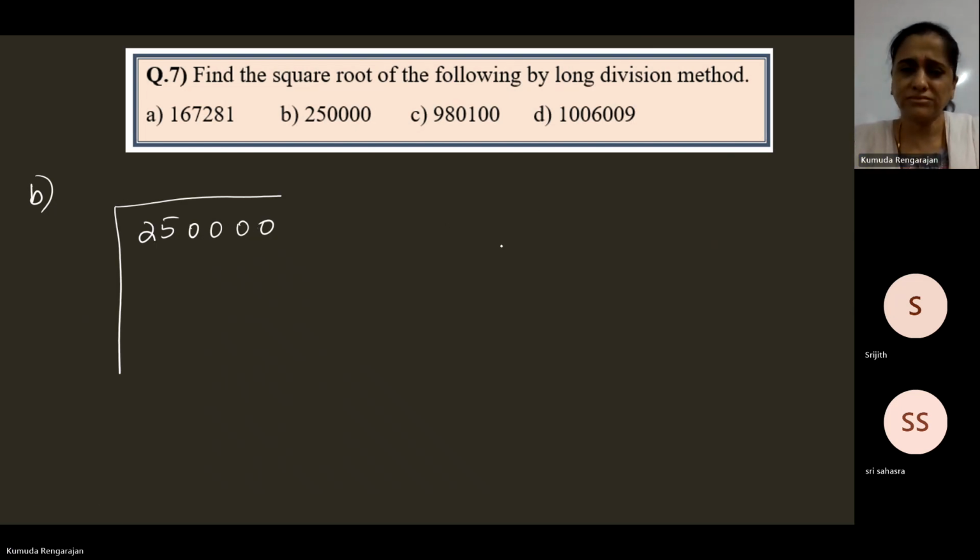See, it's very easy to find the square root of this number. You don't even have to perform the long division method. But since the heading is to find the square root by the long division method, you have to do it. Otherwise, how do you guess? The square root of 25 is 5, and there are 4 zeros at the end, so the square root will have half the number of zeros: 2 zeros. So the square root of 2,50,000 is 500. 500 into 500 is 2,50,000.